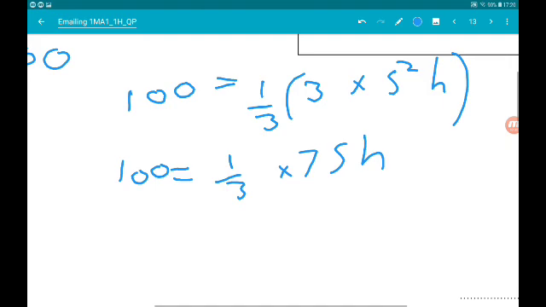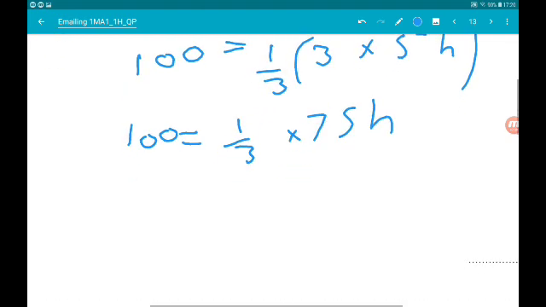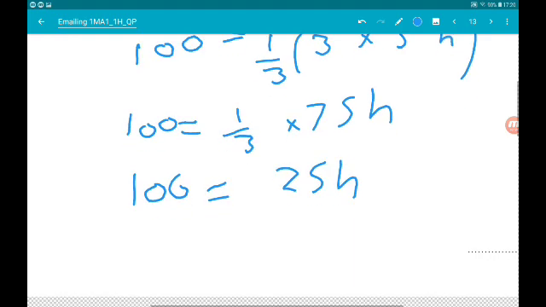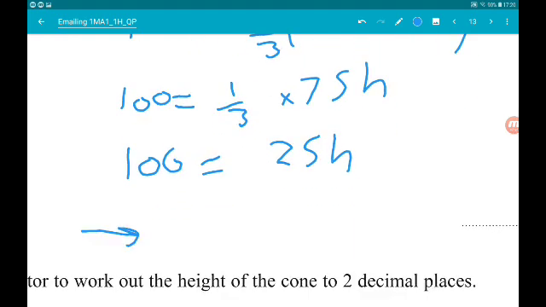Now, when you multiply something by a third, you're just dividing it by 3. So 75 divided by 3 is 25, so 100 is 25h. So h is approximately, divide through by 25, we get 4 centimeters. Cool.